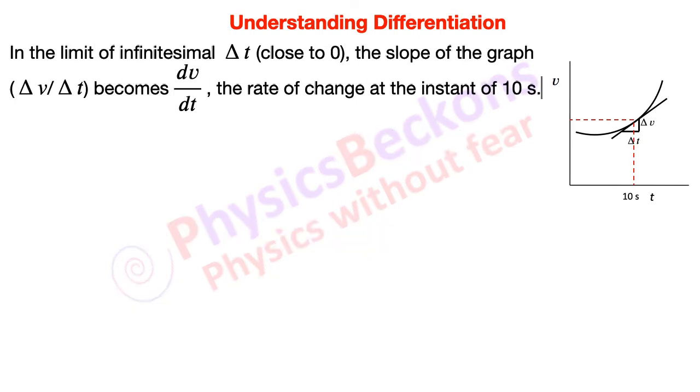In the time interval taken close to 0 or approaching 0, the slope of the graph, that is delta v by delta t, you can see delta v and delta t in the graph, divide the two. It becomes dv by dt, or differential of v with respect to time, which gives us the rate of change of the speed at the instant t equal to 10 seconds.